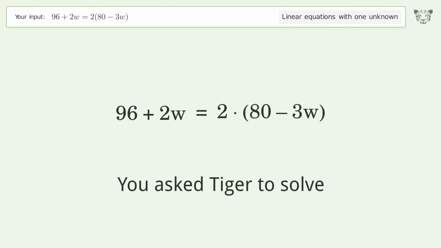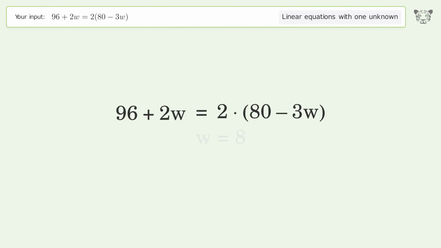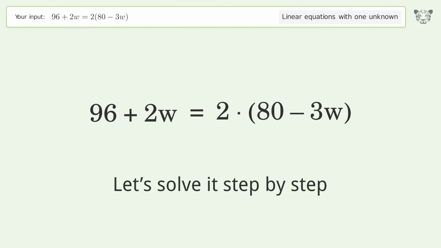You ask Tiger to solve. This deals with linear equations with one unknown. The final result is w equals 8. Let's solve it step by step.